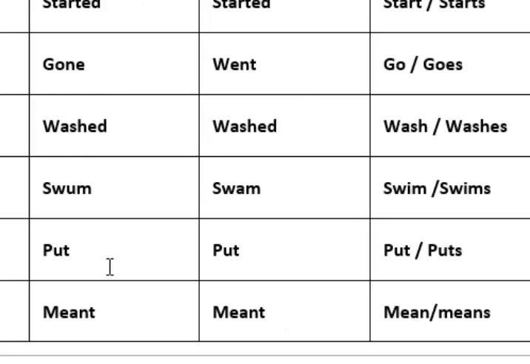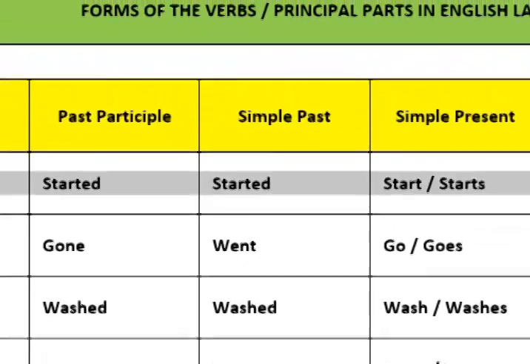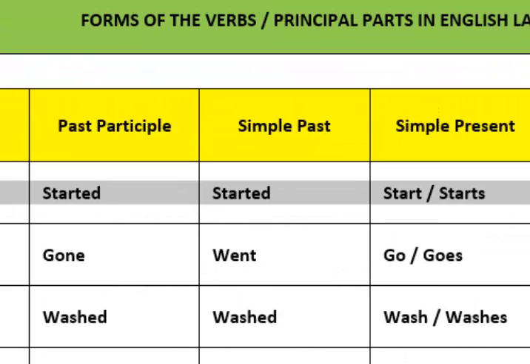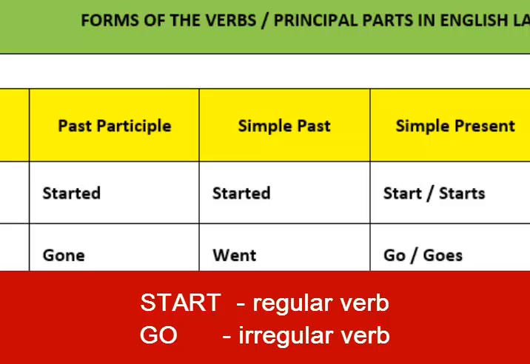Consider these examples. You can find that there are certain verbs where a consistent pattern is evident, whereas there are certain verbs where a consistent pattern is not there. For example, in the first verb, start, started, started, the consistent pattern is that we are adding ed at the end. Likewise, if we see go, there is no such pattern that exists between different forms. So go, went, gone, and all three forms are different.